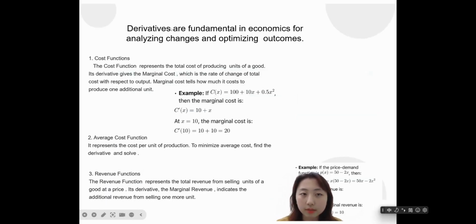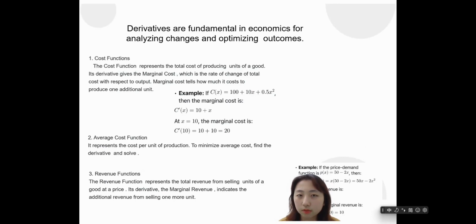First is the derivative. Derivatives are fundamental in economics for analyzing changes and optimizing outcomes. Let's talk about the functions. First is the cost function. The cost function represents the total cost of producing units of a good, and its derivative gives the marginal cost, which is the rate of change of total cost with respect to output. Marginal cost tells how much it costs to produce one additional unit.